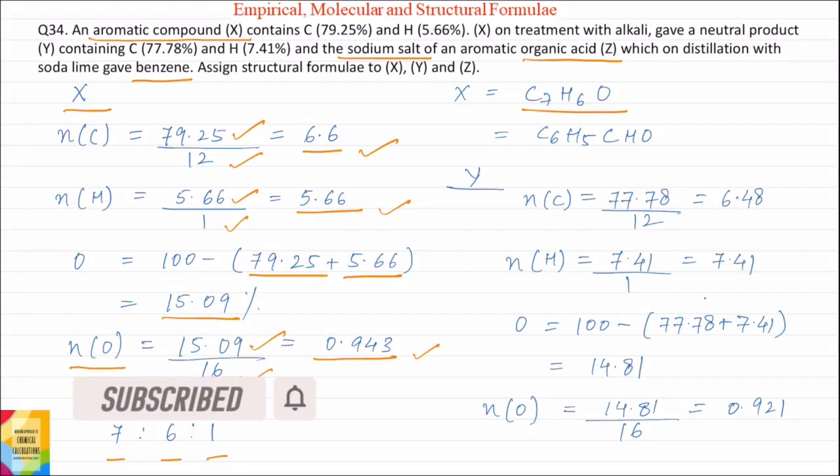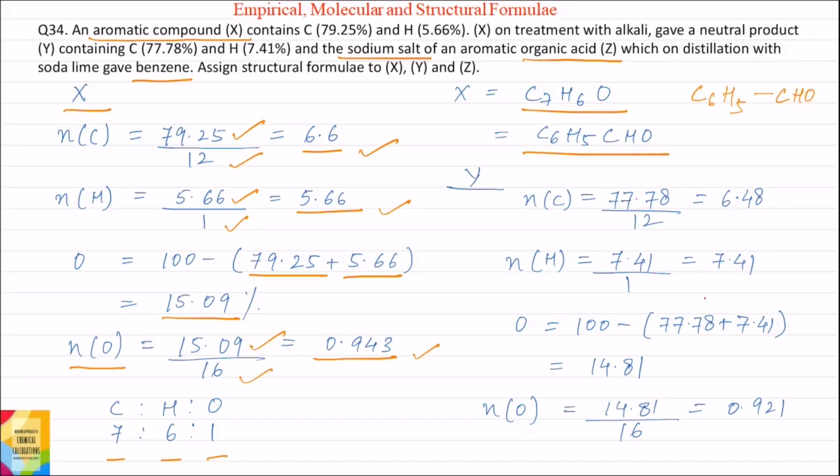Now X is an aromatic compound. X एरोमेटिक कंपाउंड है तो X में C6H5 ग्रुप प्रेजेंट होगा. अब according to the molecular formula there are 7 carbons, 6 hydrogens and 1 oxygen. तो C6H5 में 6 कार्बन और 5 हाइड्रोजन आ गए. So 1 carbon, 1 hydrogen and 1 oxygen is left. And 1 carbon, 1 hydrogen and 1 oxygen can make a functional group which is CHO. Therefore X क्या होगा? X हो जाएगा C6H5CHO.